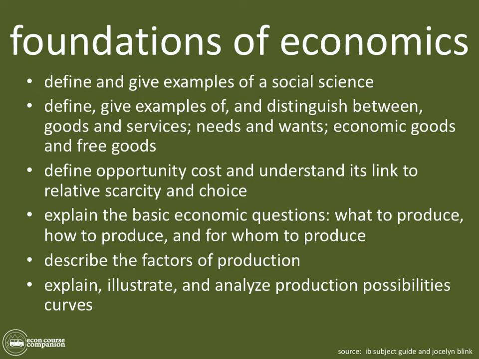By the end of this unit, you need to be able to define and give examples of a social science. You need to be able to define, give examples of, and distinguish between goods and services, needs and wants, economic goods and free goods. You need to be able to define opportunity cost and understand its link to scarcity, to relative scarcity, and choice. You need to be able to explain the basic economic problem of what to produce, how to produce, and for whom to produce. You need to be able to describe the factors of production, land, labor, capital, and entrepreneurship. And you need to be able to explain, illustrate, and analyze the production possibilities curve.